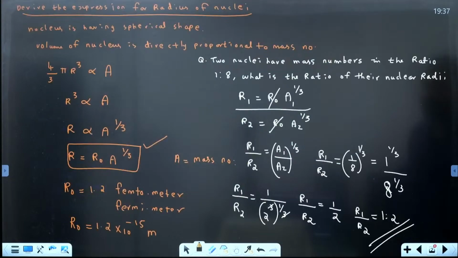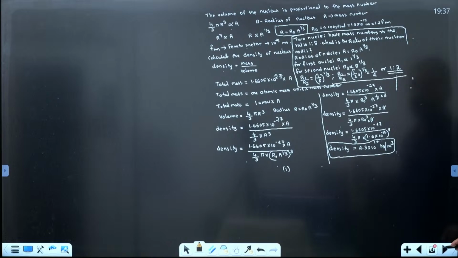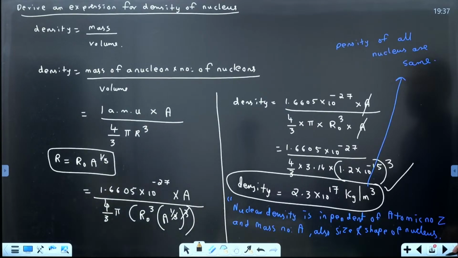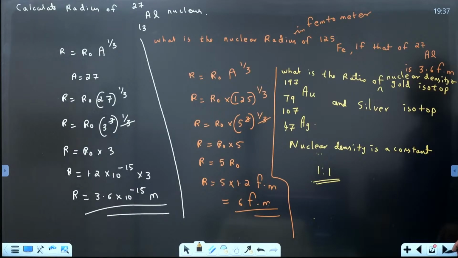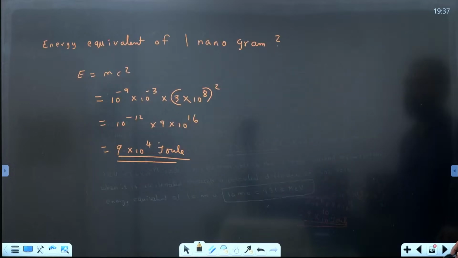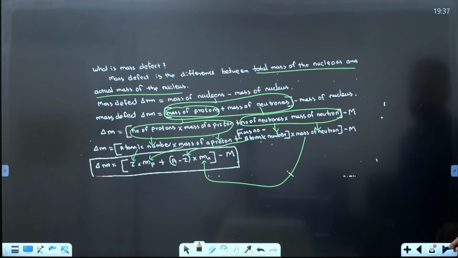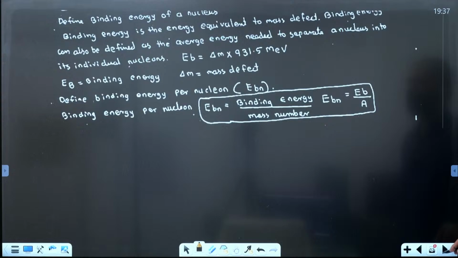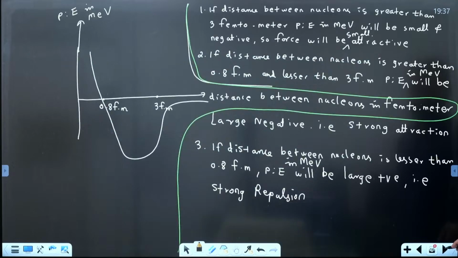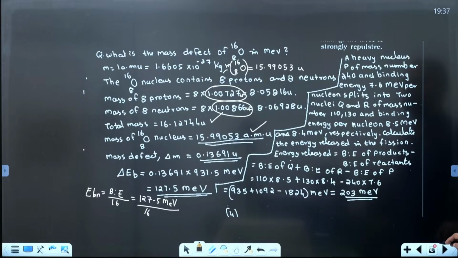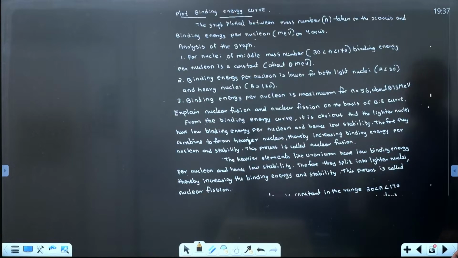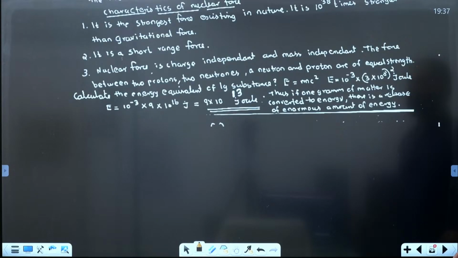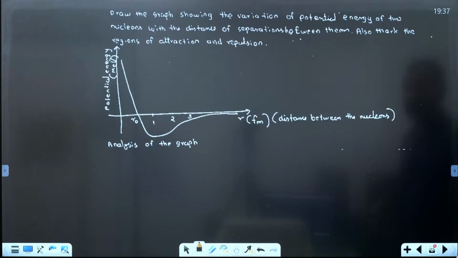So students, welcome back. We are continuing with the nuclei chapter. Nuclear density we have derived. We have done problems related to that. Mass defect done. Binding energy per nucleon. Significance of binding energy. The problems are also done. Binding energy curve is done. Characteristics of nuclear force is done.